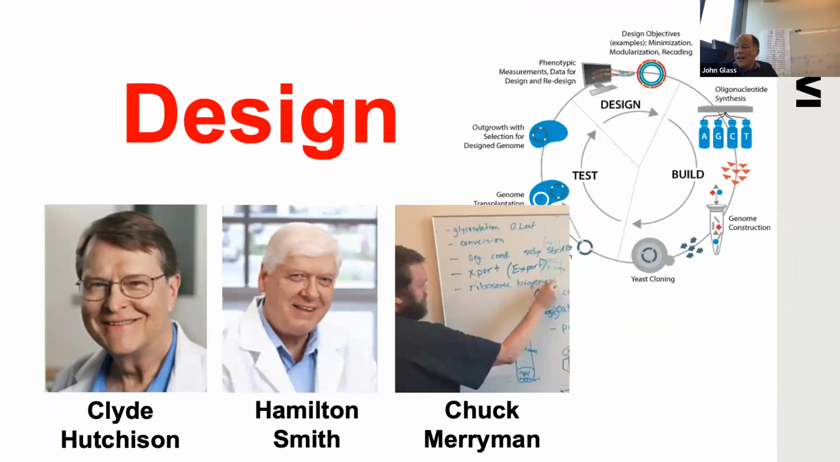Now, the heroes of design. I think this is kind of silly, because I have these two guys who work for me, Clyde Hutchison and Hamilton Smith, famous scientists. Ham Smith won a Nobel Prize. Clyde Hutchison twice was the last guy of the three to come off the list. So these two guys are postdocs in my lab, which I think is kind of silly. Actually, Ham is retired, Clyde still works, and Chuck Merriman, who was a faculty person at the JCVI, were the main people who did the design of the minimal cell.